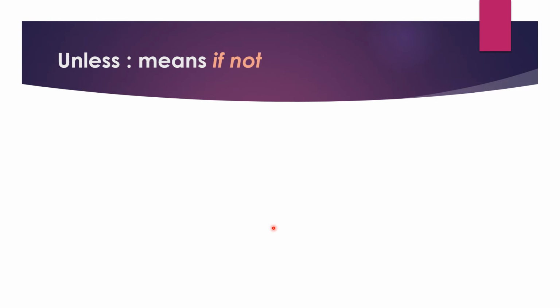Now let's move to the second topic of our lesson for today. This is about unless. What do we mean by unless? Unless means, Miss, if not. So it replaces the if and it gives us the negative meaning for the sentence. It gives me the meaning of negation.